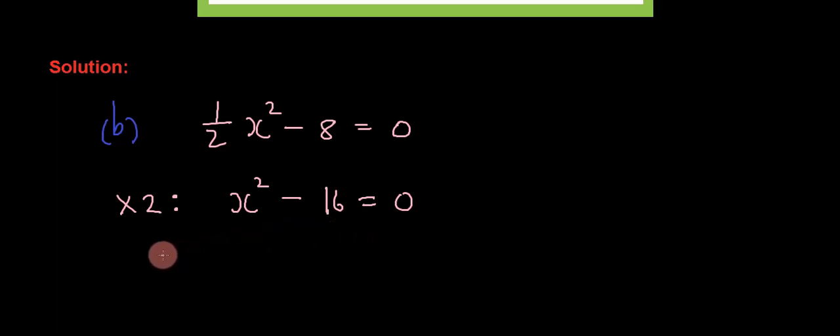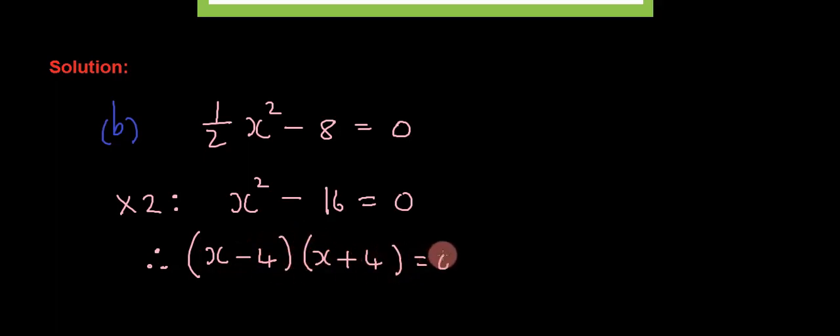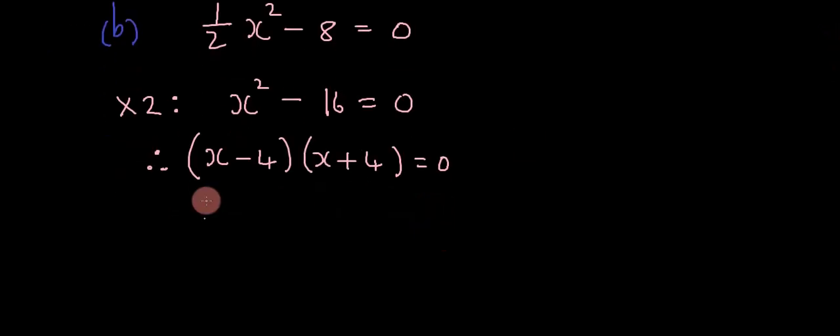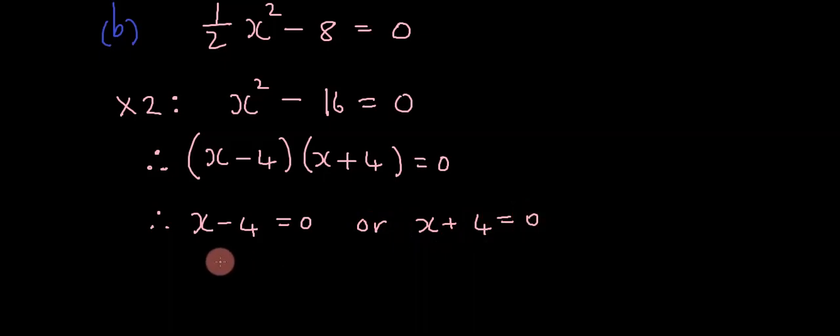Now we have a difference of squares. So we can factorize it as (x minus 4) times (x plus 4) equals 0. And in solving, x minus 4 must be 0, or x plus 4 must be 0. So then x is equal to positive 4, or x is equal to negative 4. Once again, let's look at the alternative way of doing this.